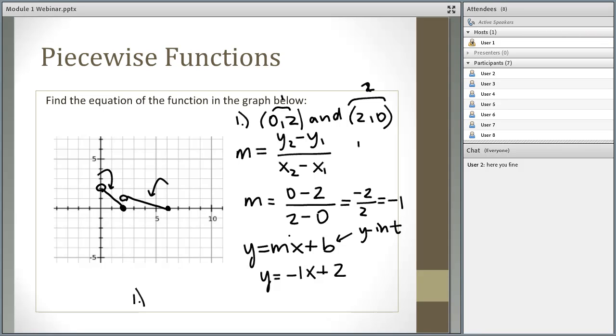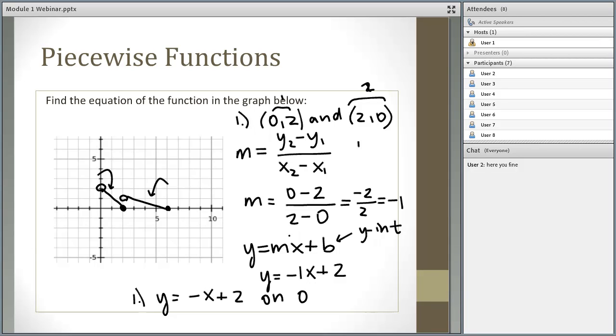So our equation 1 is y equals negative x plus 2. And this is where the fact that it's not defined at x equals 0, and it is defined at x equals 2 comes in. So we want to include the interval that it's defined on.